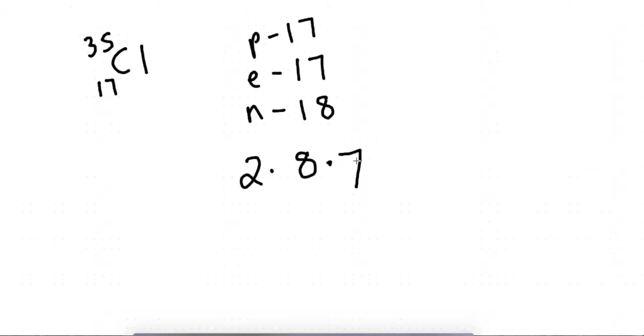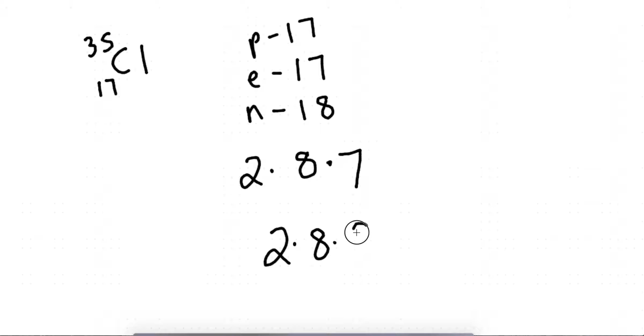Now, is this stable? No, because the last shell should have 8 electrons. What can chlorine do to become stable? Well, it can lose 7 electrons or it can gain 1 electron. Which is easier? It's easier to gain 1 electron. So what happens to chlorine when it gains 1 electron?